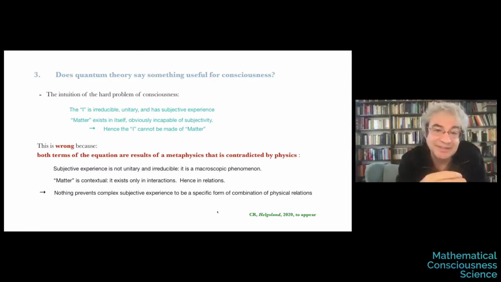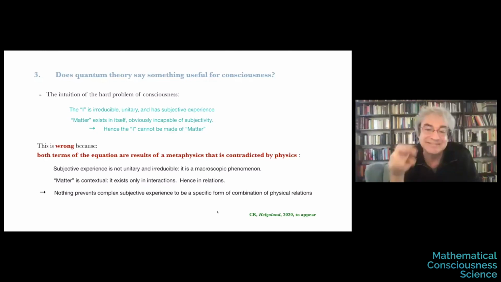And more importantly, far more importantly, matter itself is contextual. It exists only in interactions, hence in relations. So subjectivity, which is the core of the intuition, doesn't, once again, I'm not going toward panpsychism in any sense. I don't think an electron has subjectivity. Subjectivity is a complex phenomenon that requires neurons, requires stuff. We have it, probably octopuses have it, I don't know.